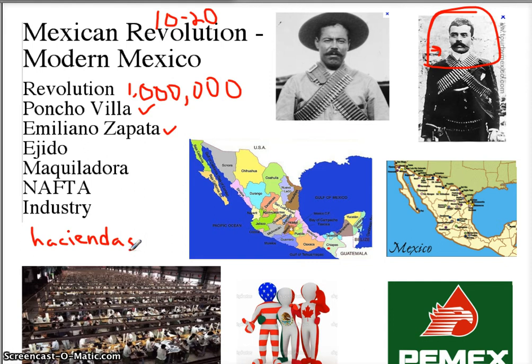Now, not everybody got their own land. Some of the land went to ejidos. An ejido is a community-run farm. So all the villagers in the community had a say-so in the farm. They were able to plant things, and it all went to the good of the community. Now you'll find out later these ejidos needed to be tweaked, but we'll talk a little bit about that later on.